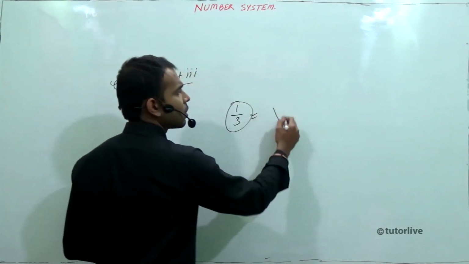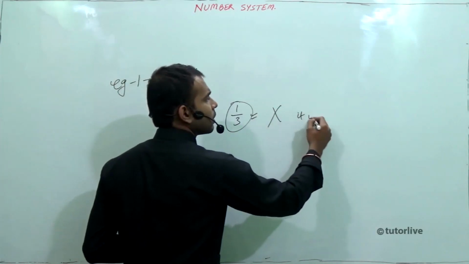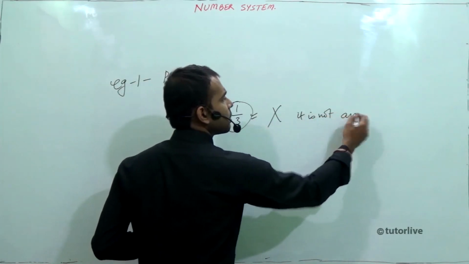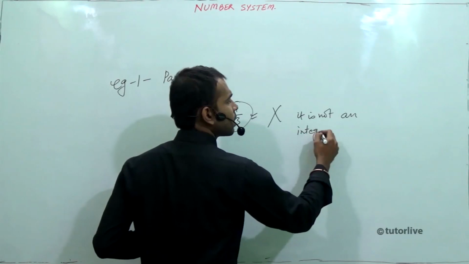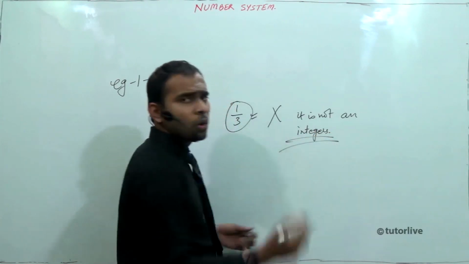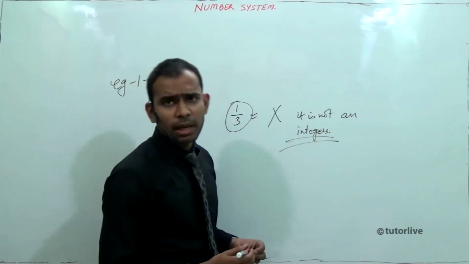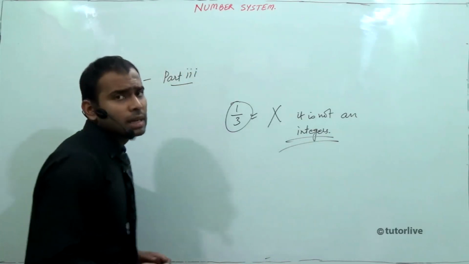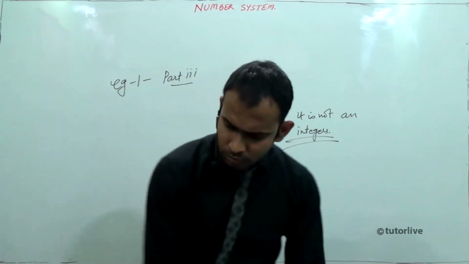But is it an integer? No, it is not an integer, because integers are whole numbers. What are integers? Integers are whole numbers. It does not include fractions. Okay, so every rational number is not an integer. Got it? Okay.